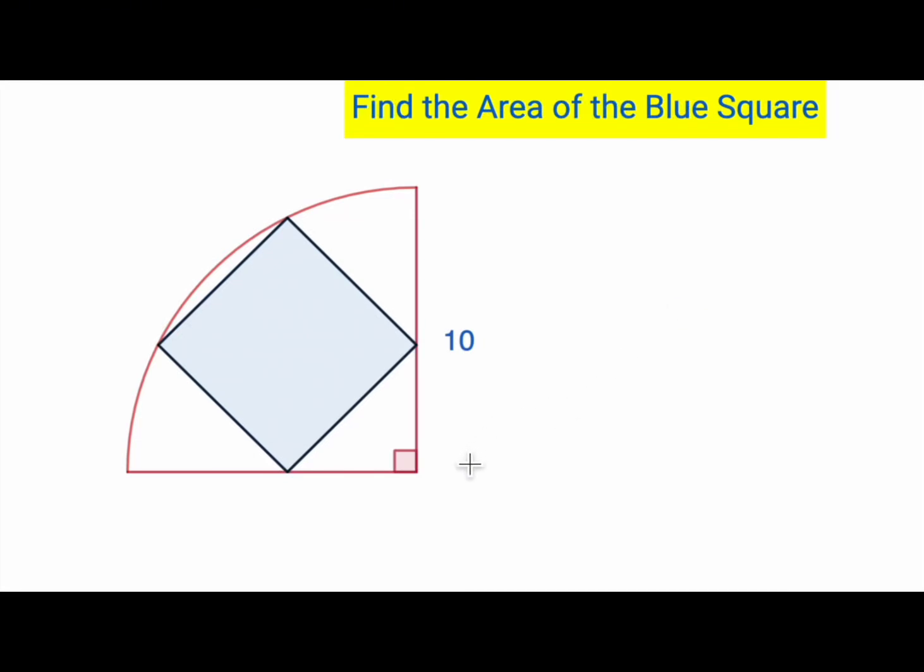All right. Welcome back. In this problem, we're going to find the area of the blue square. We have a square inside of a quarter of a circle. The radius of the circle is going to be 10 units.